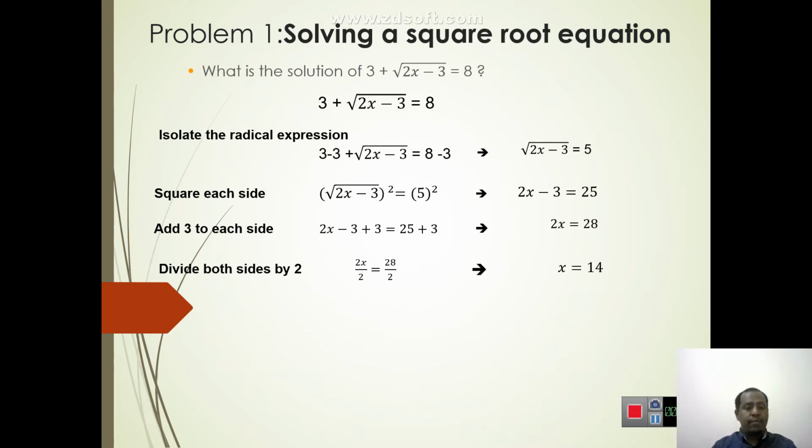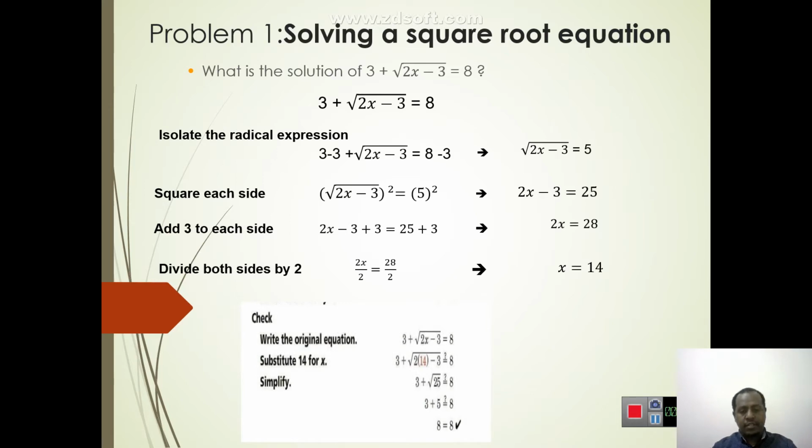Mind you, whenever we have a square root equation, after we solve the equation, it's very important to check our answer. In order to check our answer, we just plug the value of x into our original equation. So when we check our answer, it will be 3 plus the square root of 2 times 14 minus 3, which is going to be 8. So our answer is correct. Mind you, in most cases, whenever we have a square root equation, it's very important to check our answer. Okay, this is about problem 1.